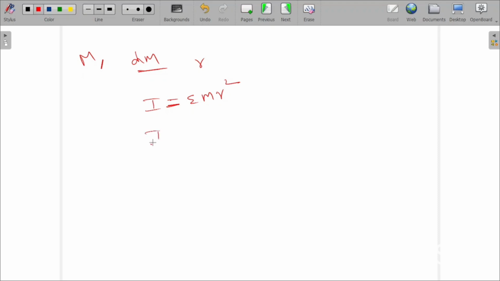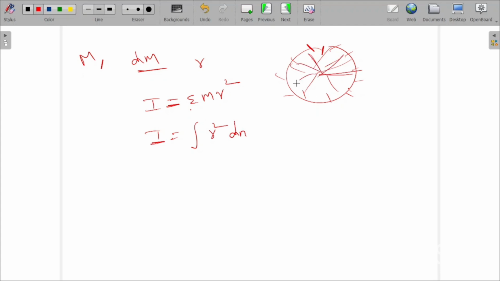So here, instead of the sum we are going to integrate. Why do we need to integrate? We are going to add all the dm, all the masses from the different positions. So I equals integral of r square dm. Here the distance is not changing, the mass is changing. Here one element, here one element. If you add all those, then integral of dm is nothing but m, so I equals m r square.